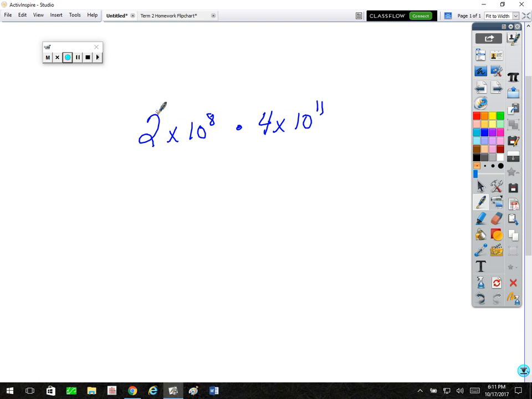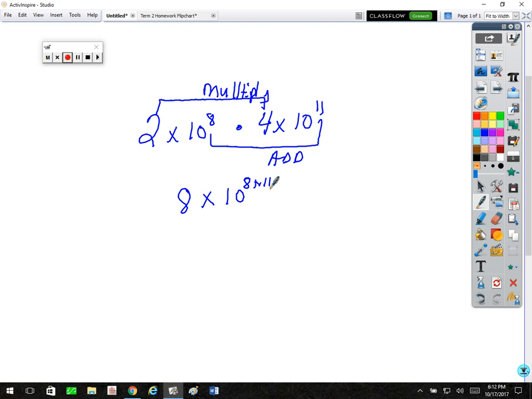All right, so let's do this without rearranging. We can say here 2 times 4, so we're going to multiply our coefficients. Excuse me. And we're going to add our exponents because my bases are the same. So 2 times 4 is 8 times 10. 8 plus 11 gives me, excuse me, that's a plus sign, 8 times 10 to the 19th power. Now that's a really big number, so we're not going to try to solve it out.